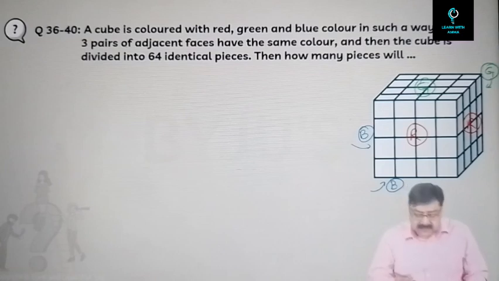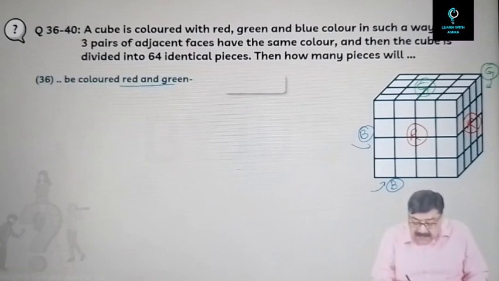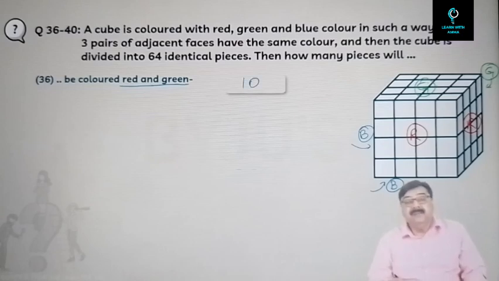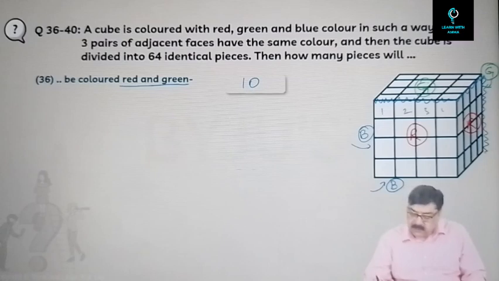Now some more questions on this. The next one is, how many will be colored red and green? Well, recently we found out that there are 10 which will be colored red and green on the edges which are common here between red and green, and these are the ones. So 1, 2, 3, 4, once again 5, 6 and 7, then 8, here 8, this is 9 and the last one is 10 here.